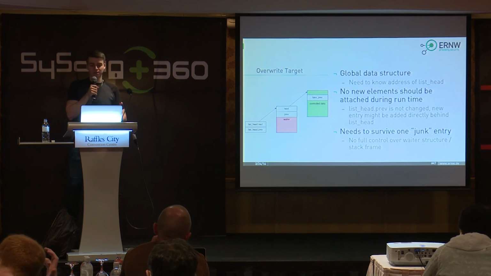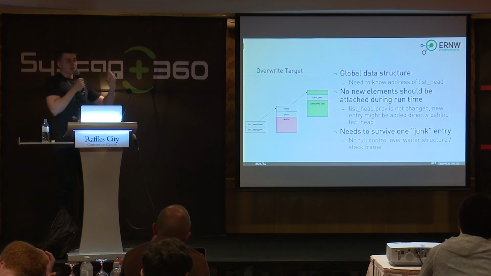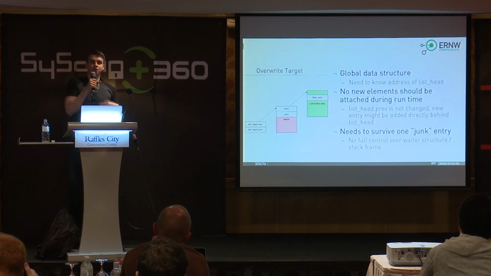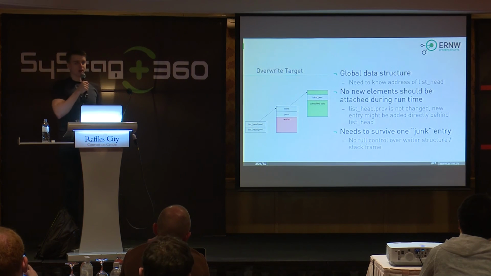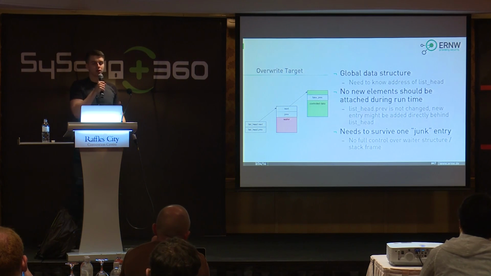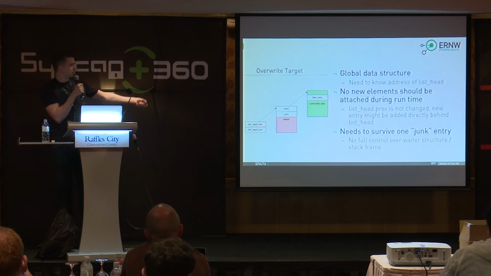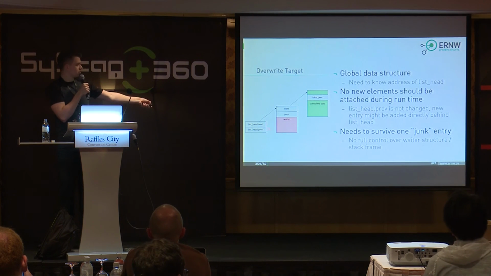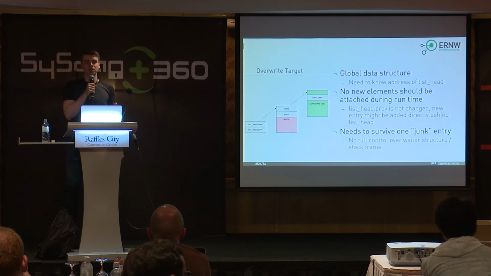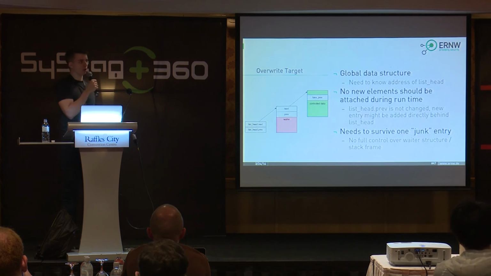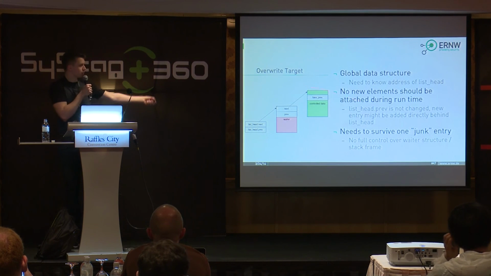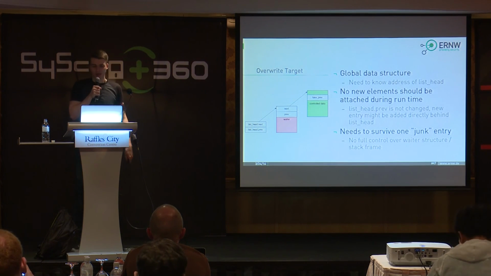delete our entries basically. And the most important part: the function that uses this linked list needs to survive one junk entry. So basically we can't control the stuff shown here in red. If a function that iterates over this global list just crashes when it sees this waiter data structure, then we don't get anything interesting, because it will never use our controlled data.